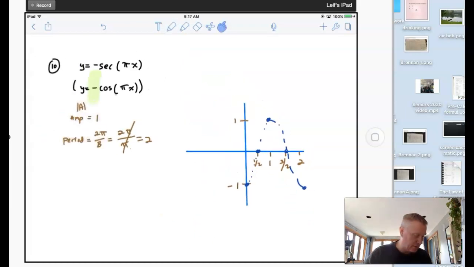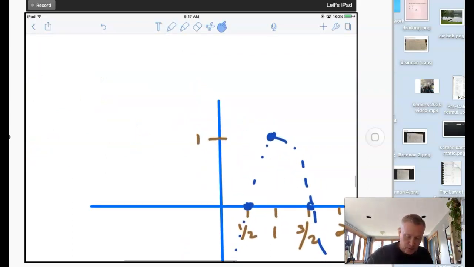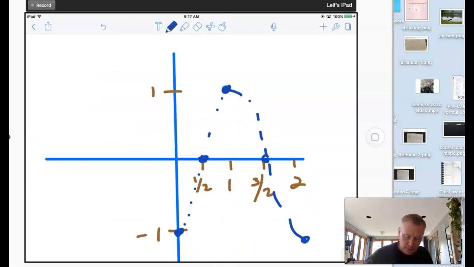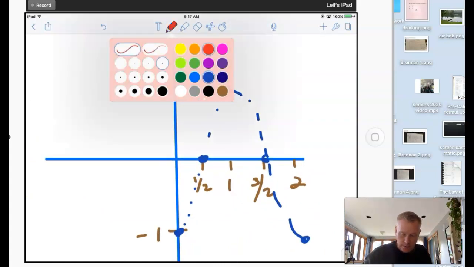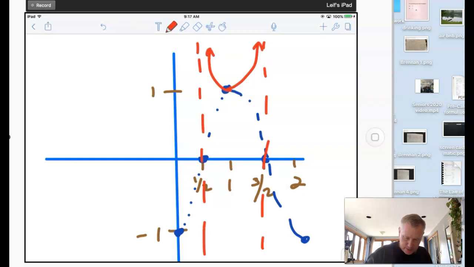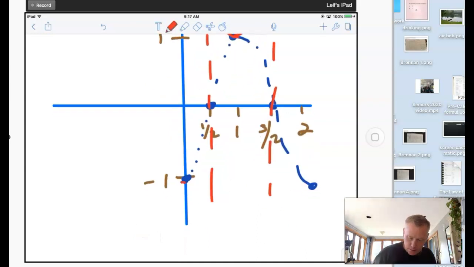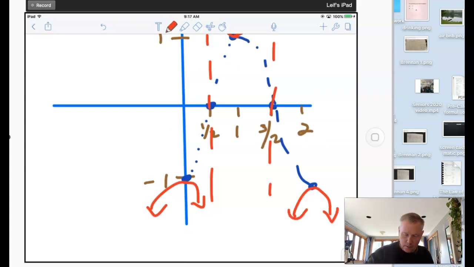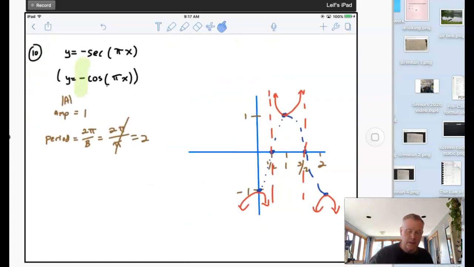Now I need the inverse. So the inverse has to do with the high and the low points, all right? So let me change colors so you can see it a little better. So here's the halfway. Reminder, the asymptotes are wherever it hits the x-axis. And then the high and the lows here will give me the inverse, which is the secant. So that's the negative secant of pi x, all right?